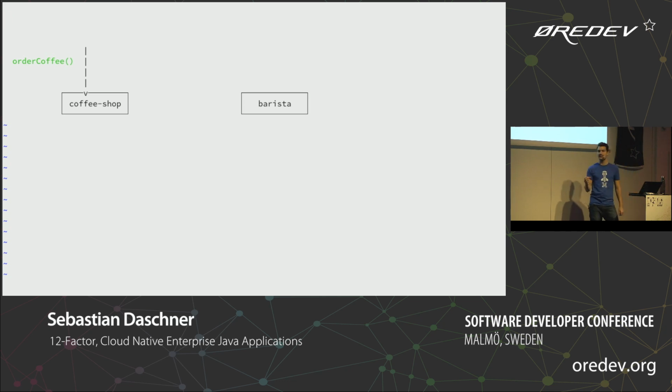You basically, as a client, say to the coffee shop, please order some coffee, make me some coffee. And then for the sake of the example, we will have a synchronous communication from the coffee shop to the barista system.